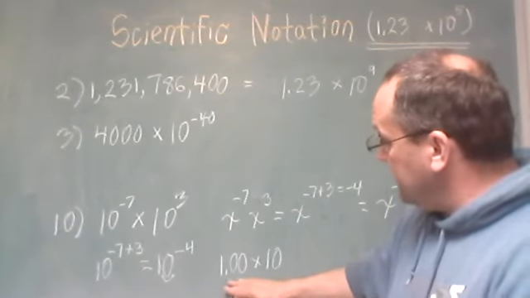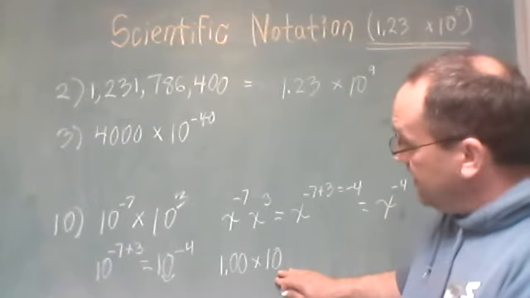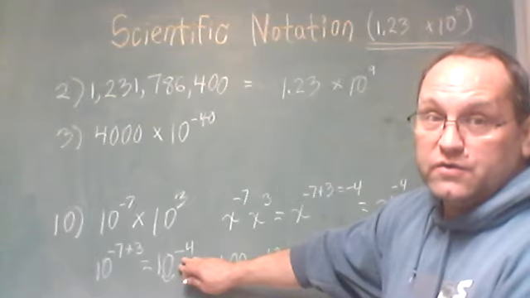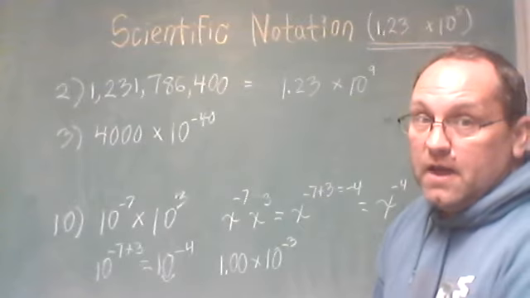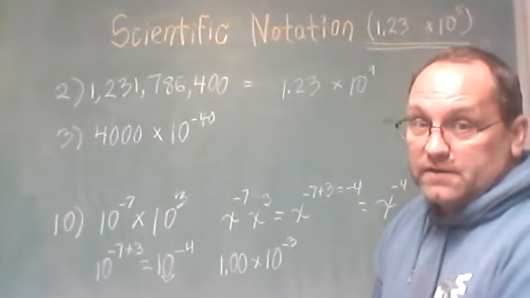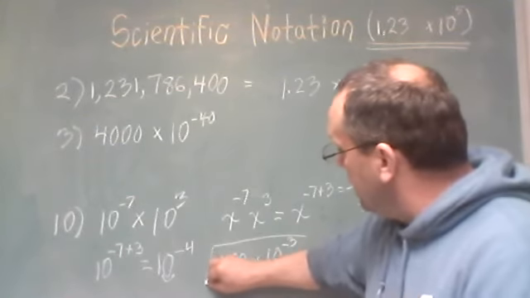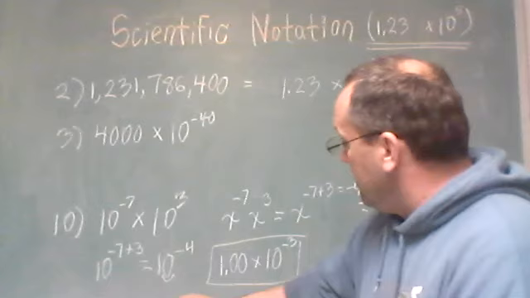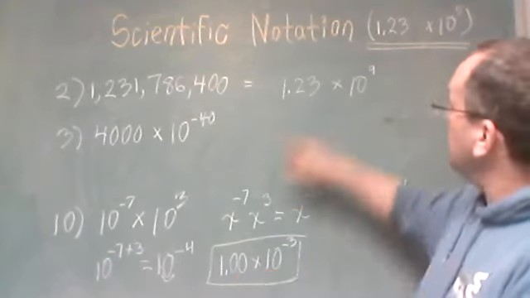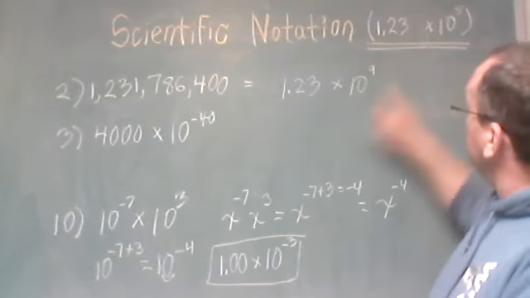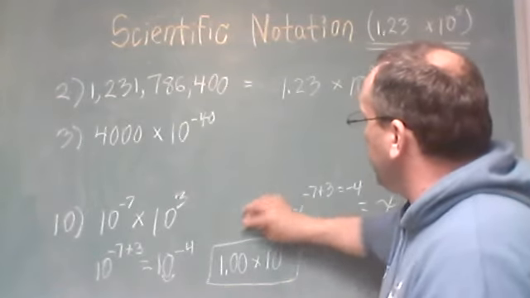We have made the number smaller, so we must make this number bigger. We're going from a minus 4 to a minus 3 now, because minus 3 is bigger as a number than minus 4 is. It's further to the right on the number line. So this is our expression, exponential form, for problem 10: 1.00 keeps the same form, times 10 to a power. See how that works? I'm going to erase this now.